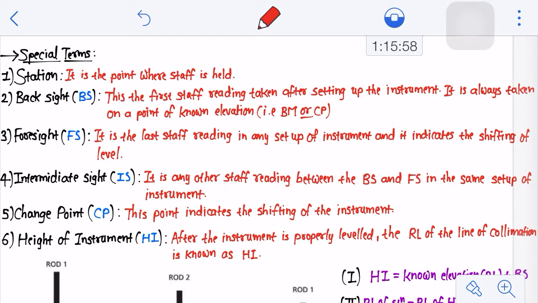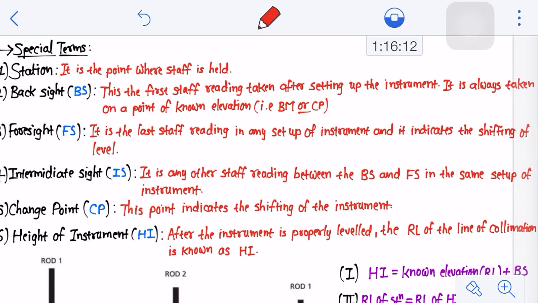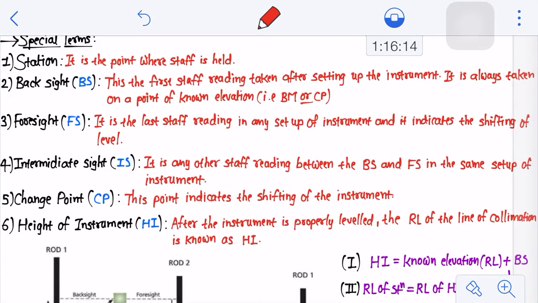Because you have already calculated the reduced level for that previous point where you kept your instrument, and now you are changing your position from that point to another point, right? So that point is now considered a point of known elevation, right? So it is generally taken on the point of known elevation, that is benchmark or change point, right? And this is your backside or BS.